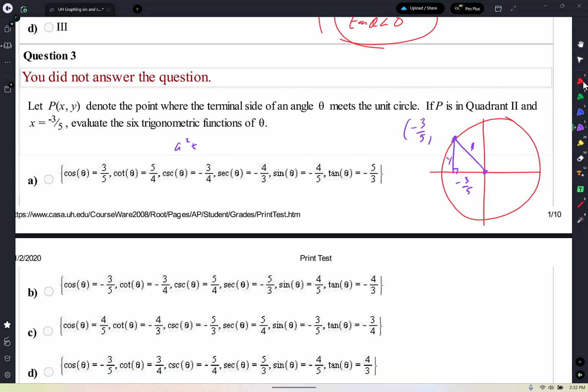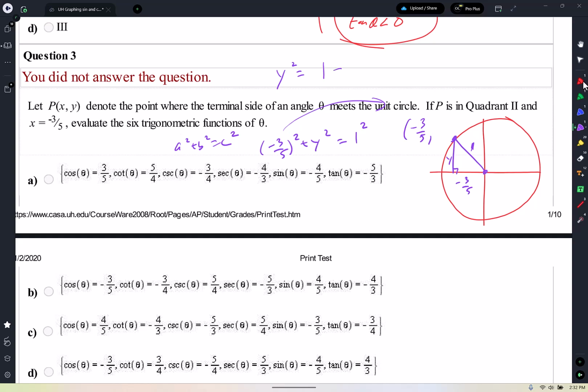A squared plus B squared equals C squared. The C squared is a 1. So I'm going to go negative 3/5 squared plus Y squared, which we don't know, equals 1 squared. I'm going to move this to the right. Y squared equals 1 squared, which is 1 times 1, is 1. Minus, when I move it to the other side, it turns to a negative.